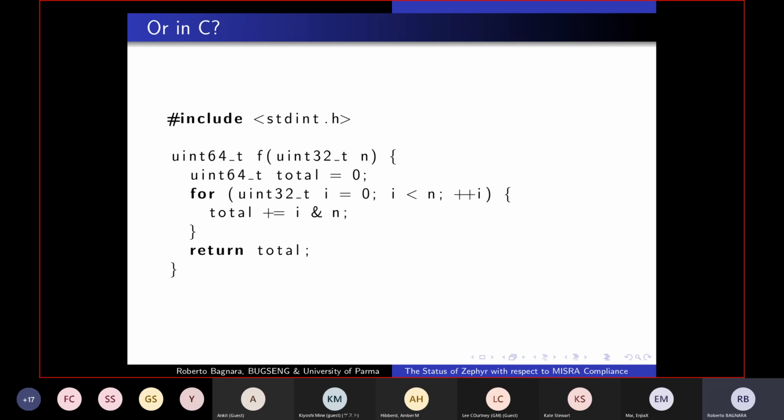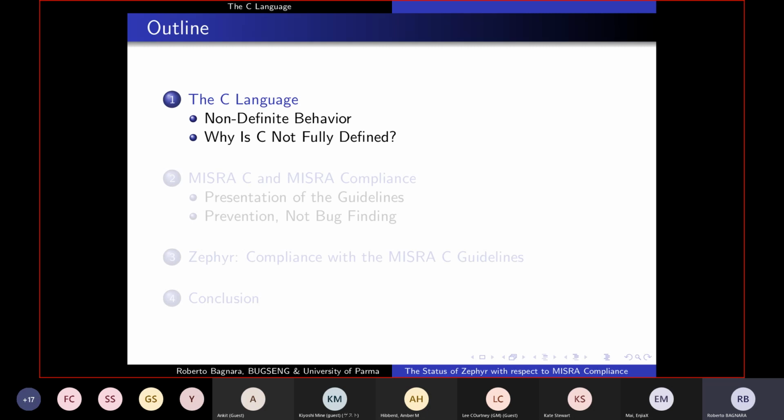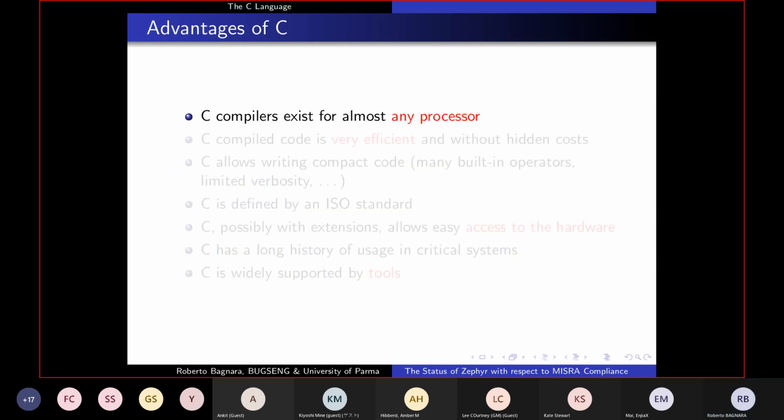And of course, the answer, I guess, would be, as much as it is feasible, I would like to program in C and to reason about my programs in C. The reason is that C has several very important advantages that from an economic point of view have been compelling for almost 50 years. C compilers exist for almost any processor, and the compiled code can be very efficient without hidden costs. Without hidden costs means that, setting aside the peculiarities of multi-core architectures, an experienced programmer can more or less guess from the code roughly what the cost might be.